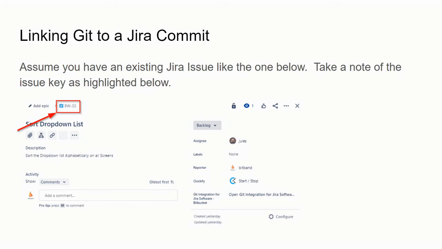Linking a Git commit to Jira is very easy. Assume you have an existing Jira issue. Please make a note of the Jira key, BM32, highlighted in the red rectangle below.